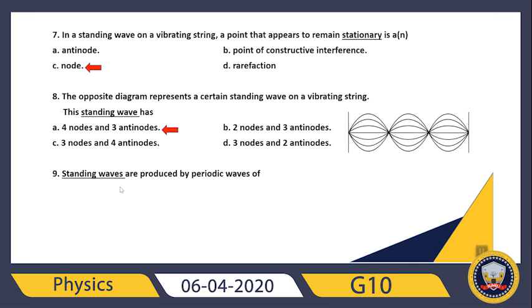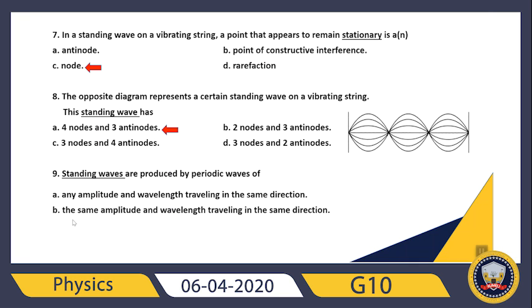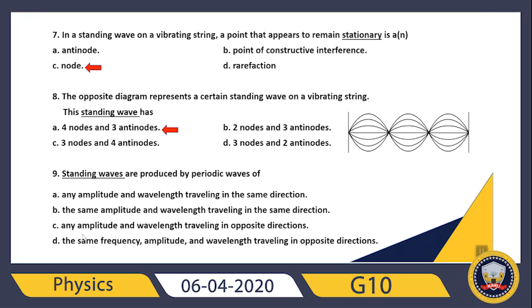Number 9. Standing waves are produced by periodic waves of any amplitude and wavelength traveling in the same direction, or the same amplitude and wavelength traveling in the same direction, or any amplitude and wavelength traveling in opposite directions, or the same frequency, amplitude and wavelength traveling in the opposite directions.